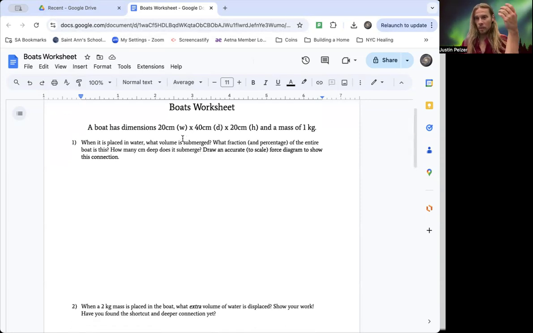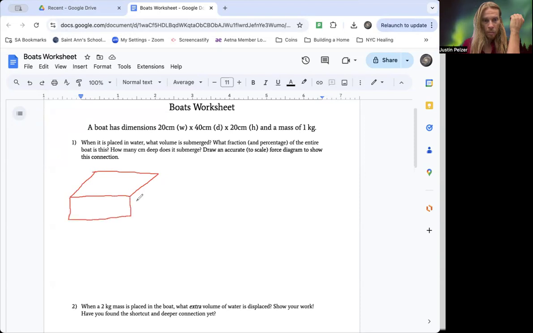So this example is just a rectangular boat of 20 by 40 by 20. A good practice is to draw the boat. I'll draw it in red so the water will be blue. This is not as much to scale as I wanted because it's 20 by 40 by 20. So really I need this to be a little taller if I wanted this to be accurate.